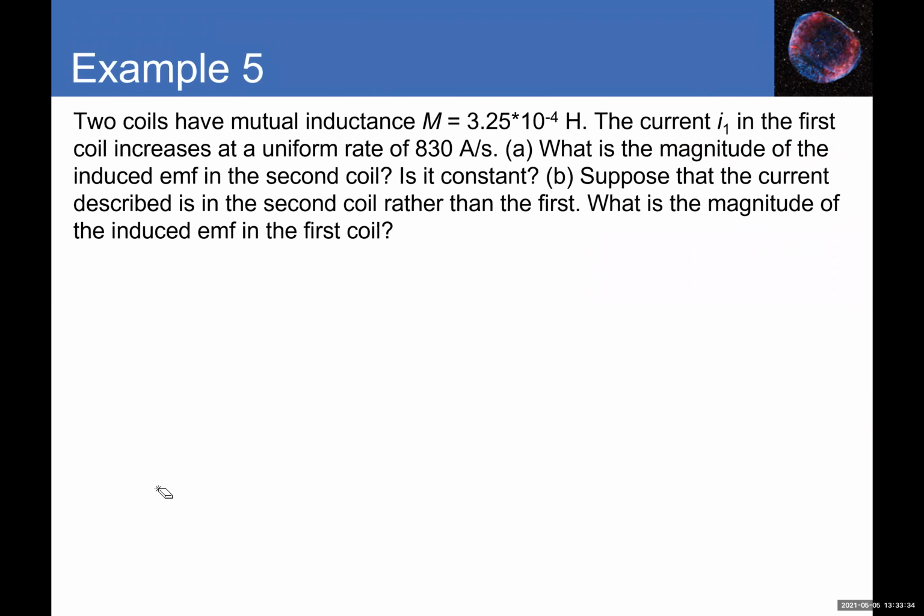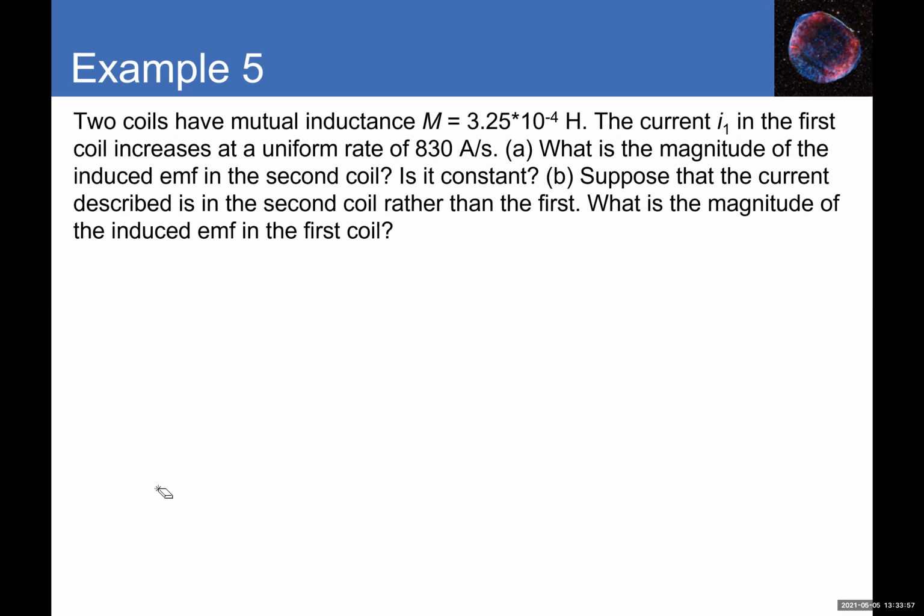Let's look at an example here. We have two coils that have mutual inductance, M equals 3.25 times 10 to the negative 4 Henry. By the way, the unit of mutual inductance is the same as self-inductance, which is Henry. So the current I1 in the first coil increases at the uniform rate of 830 amps per second. What is the magnitude of the induced EMF in the second coil?